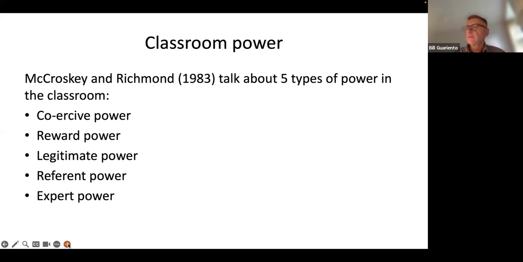Another part of classroom management that we looked at last week was the strange idea of power in the classroom. You read an article by McCroskey and Richmond, and they talk about 5 types of power in the classroom: coercive power, reward power, legitimate power, referent power, expert power. Let's take each of these in turn. Who can give me a short definition in their own words of the first one, coercive power? Maybe put your hand up if you have an answer.